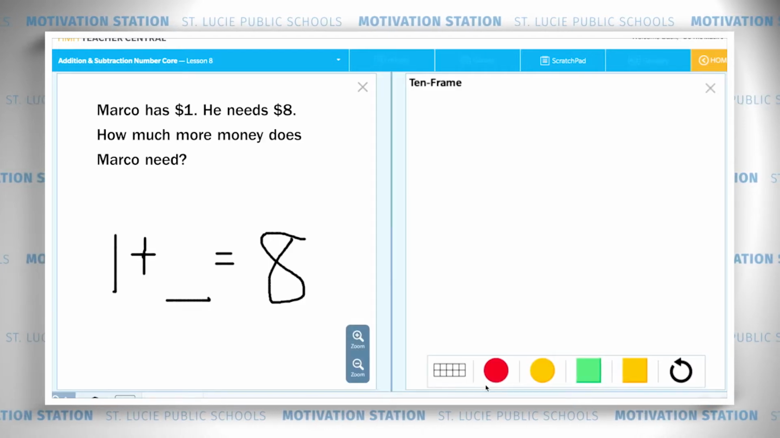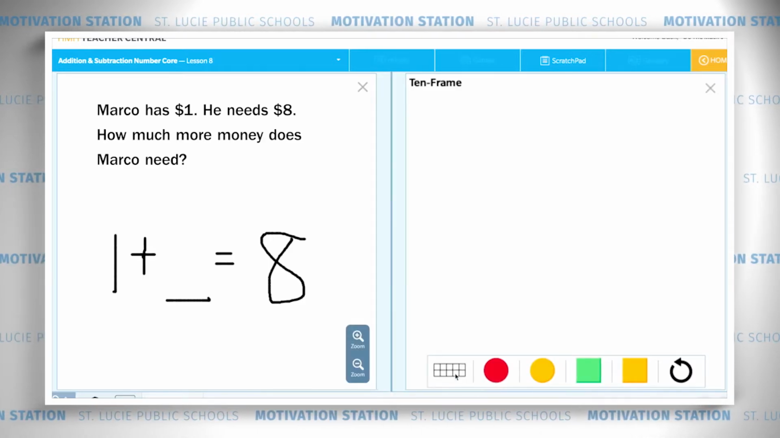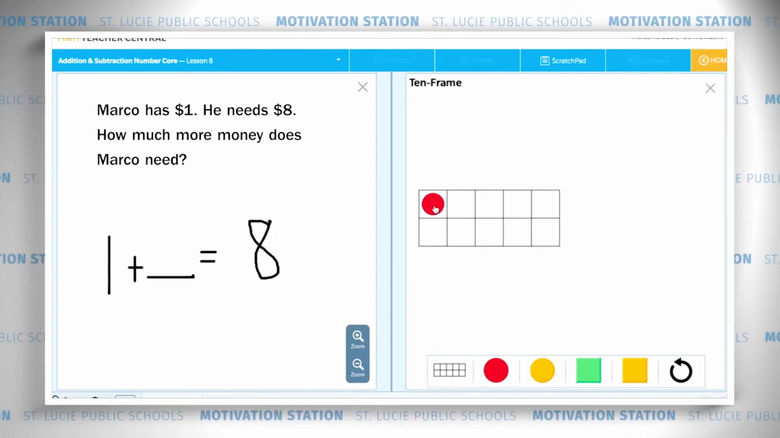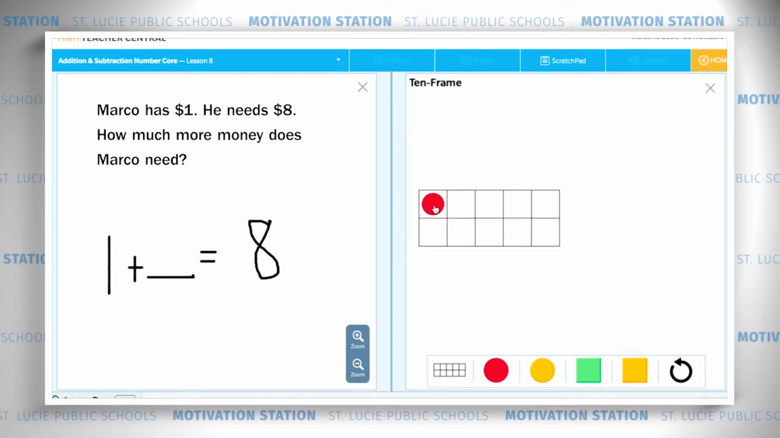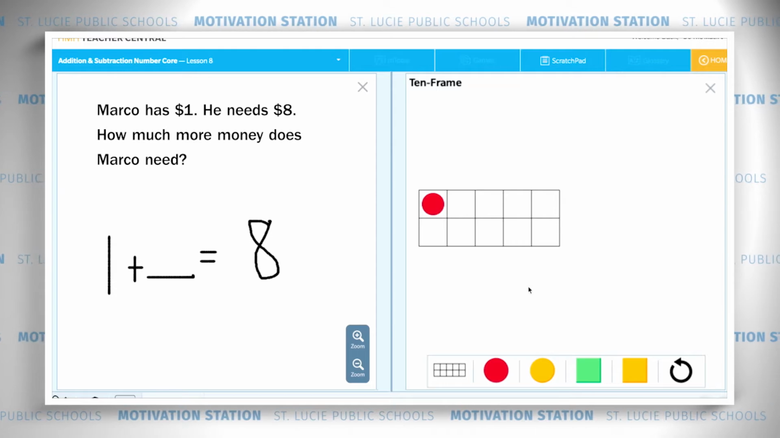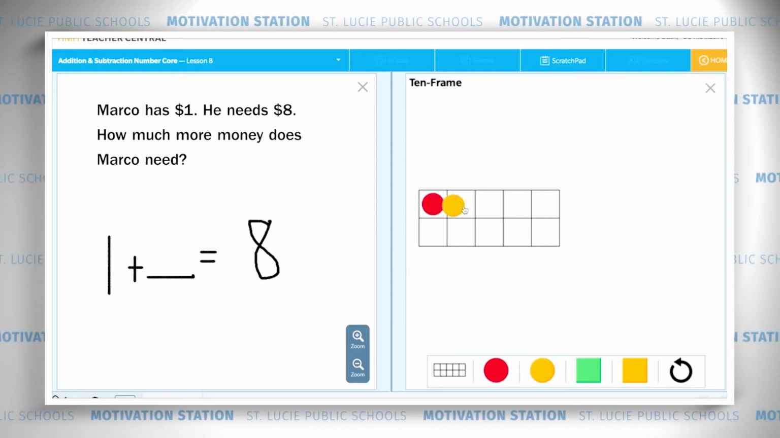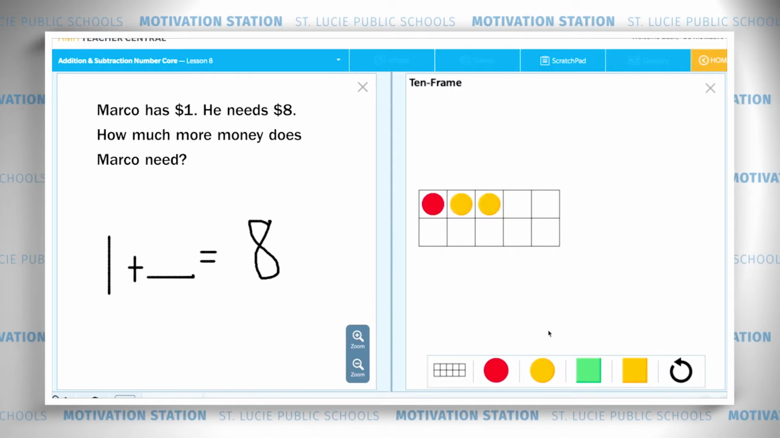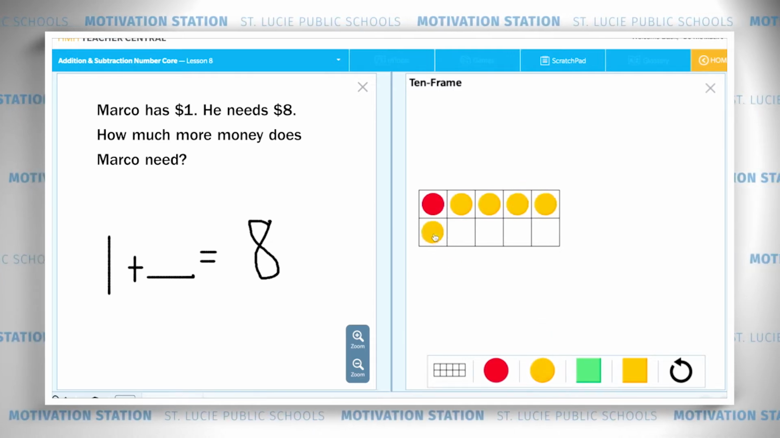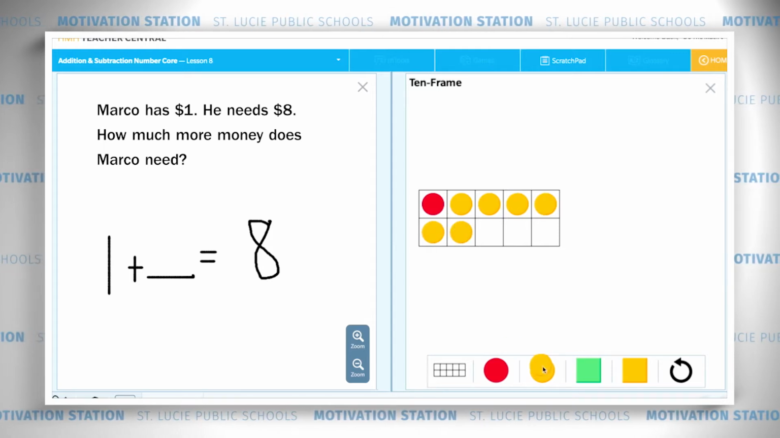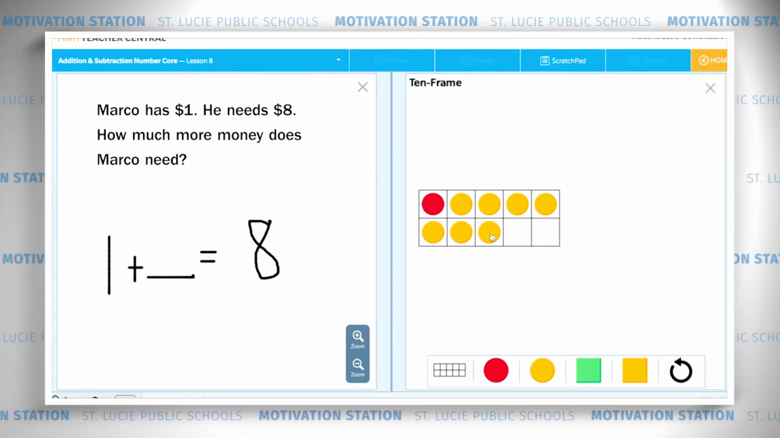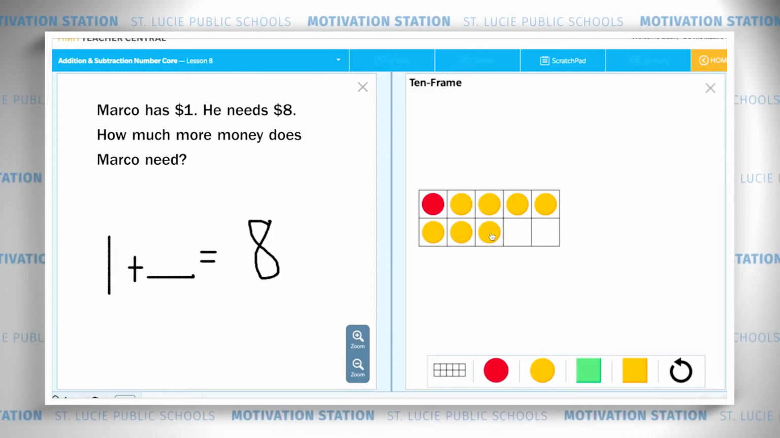Use your tens frames. How many reds will you place on your tens frame? Now, how many counters do we need in all? 8. So we're going to place yellow counters on the tens frame until we have 8. So 1, 2, 3, 4, 5, 6, 7, 8. Now I'm going to count my yellow counters. 1, 2, 3, 4, 5, 6, 7. I needed 7 more to get to 8.